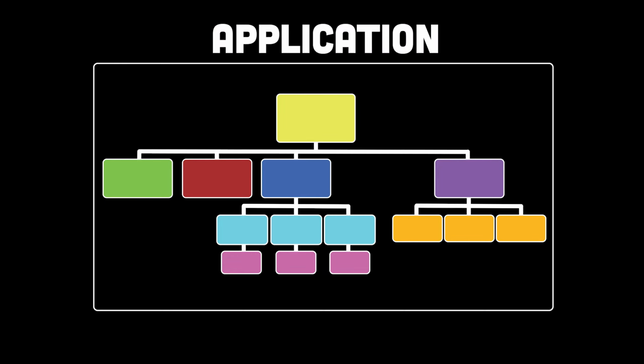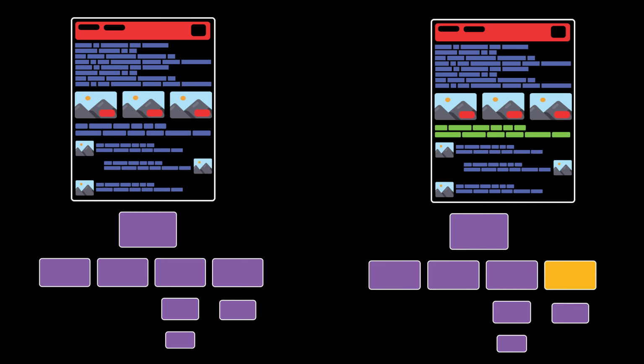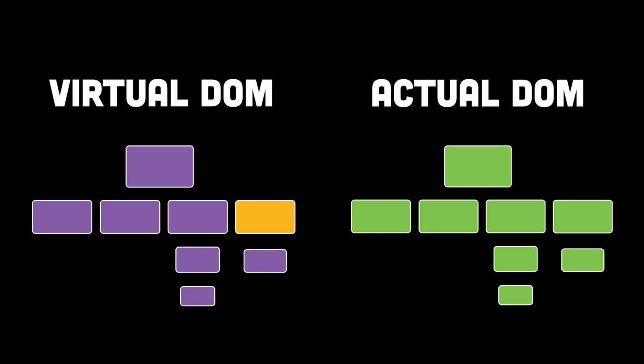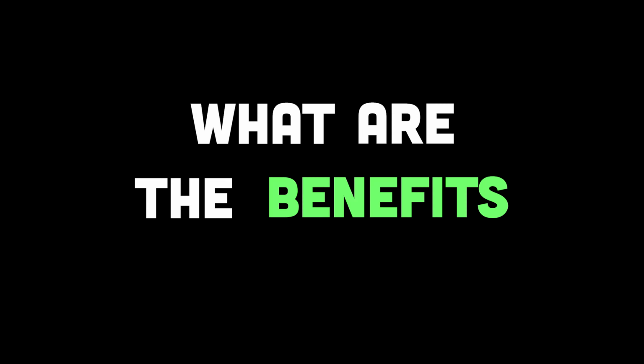To go into a bit more detail about the dynamic rendering, we must talk about the virtual DOM. When a component's state changes, React creates a new virtual DOM and compares it with the old one to identify the exact changes that have been made. Once these changes are identified, React updates only those parts of the actual DOM. So we know what React is, but what are the benefits?